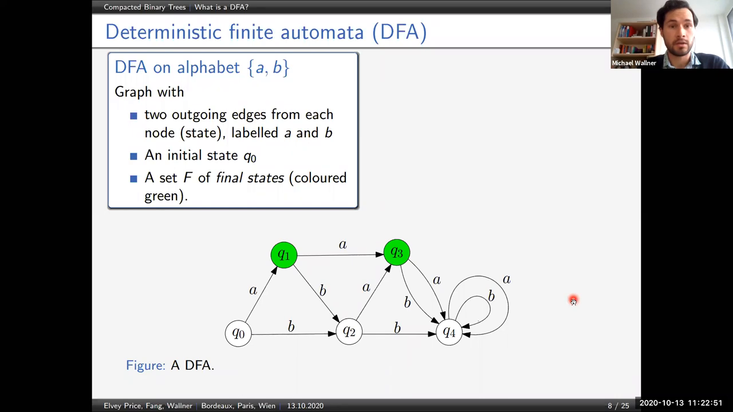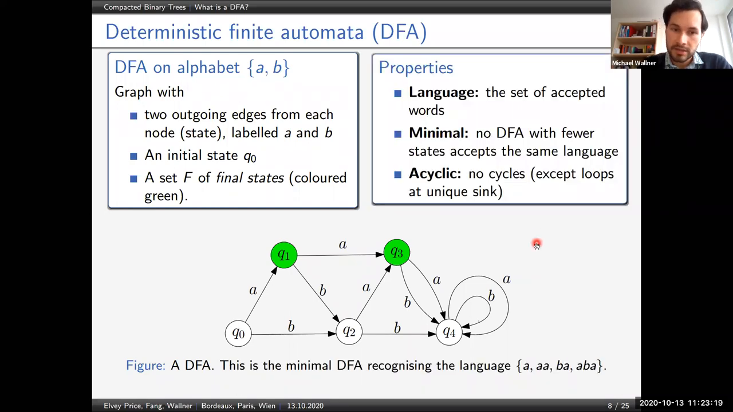So a DFA, I'm sure most of you know what it is, but just a short recap, on a binary alphabet A, B. It's a graph. Here you see an example. We have two outgoing edges from each node, which is called a state, labeled A and B. Then we have an initial state. Here I labeled it Q0. It will always be Q0. This is the initial state, which acts kind of as the root. And we have some final states. They're colored here in green. These two are final states.